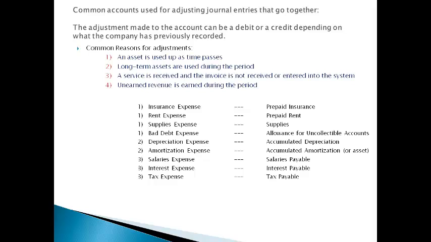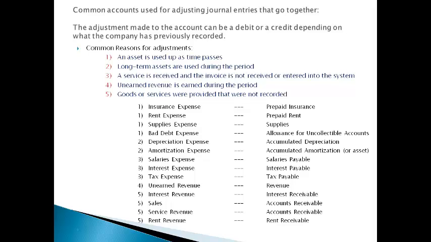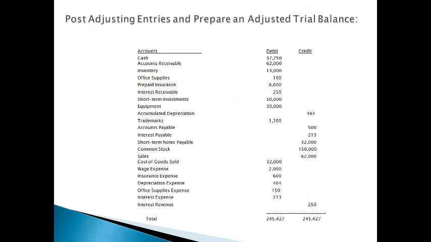Adjustments are needed to record revenues that were earned during the period and have not yet been recorded. The accountant records the adjusting entries and posts them into the T accounts to get a final balance. The list of adjusted accounts with final balances is called an adjusted trial balance. The adjusted trial balance accounts and amounts are reported on the financial statements.